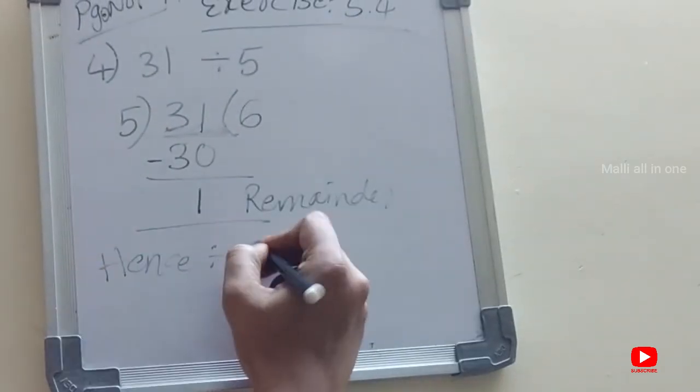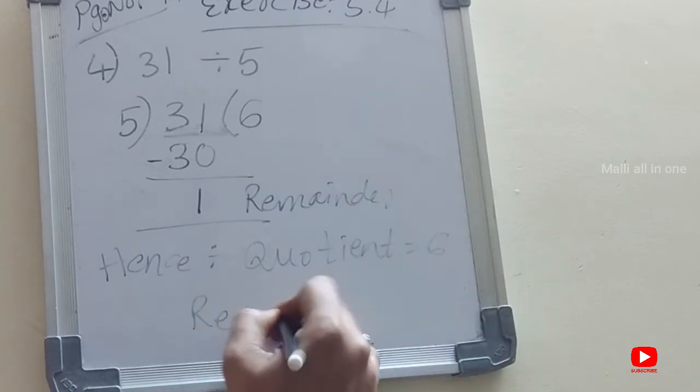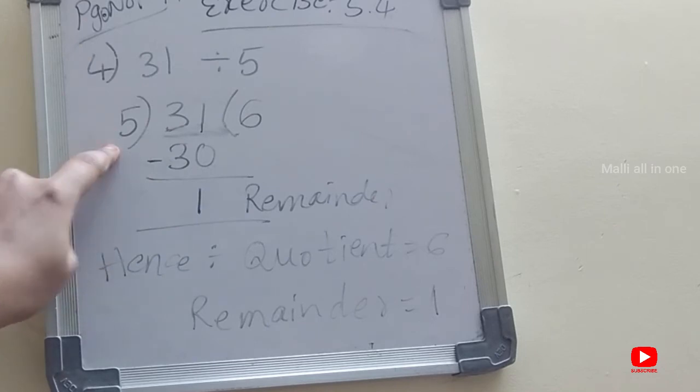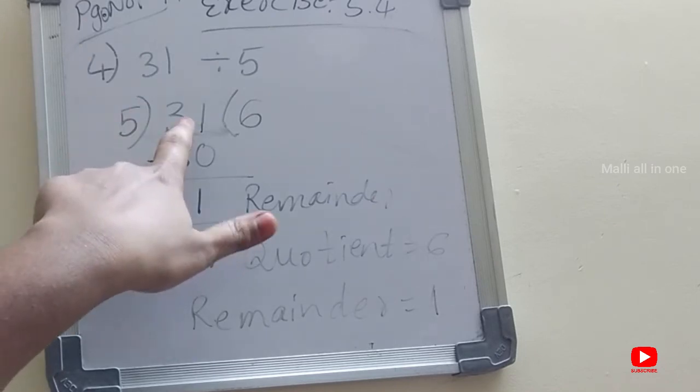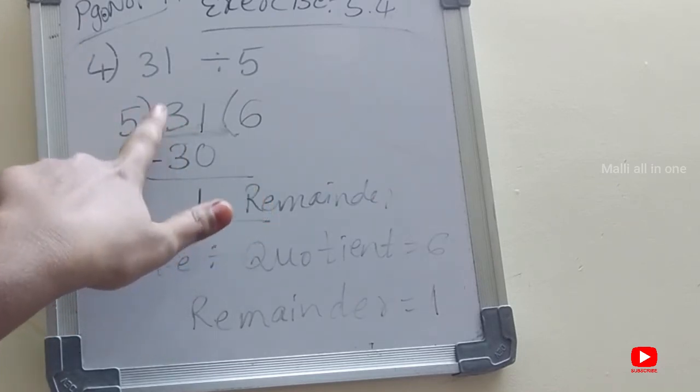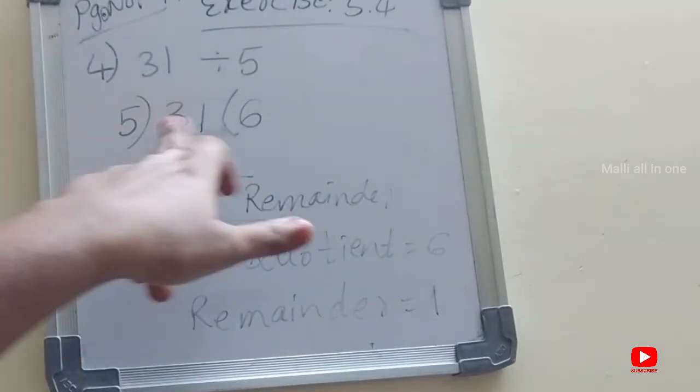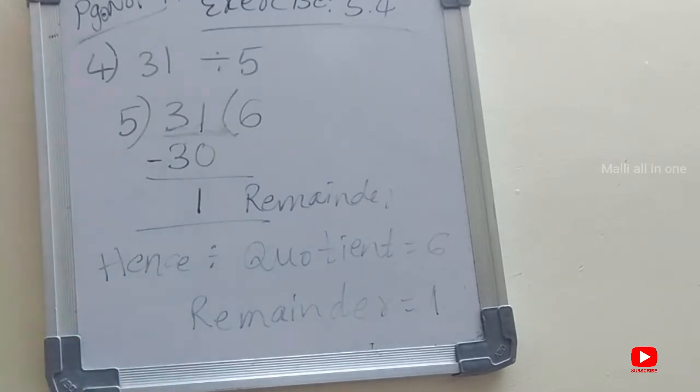Now hence quotient equals 6, remainder equals 1. You have a small number here. What is the multiplication table? 5. In this, the first digit is very small, so we should take 2 digits. When you take 2 digits, you have to read the table of 5, and when you get it, you have to write it.